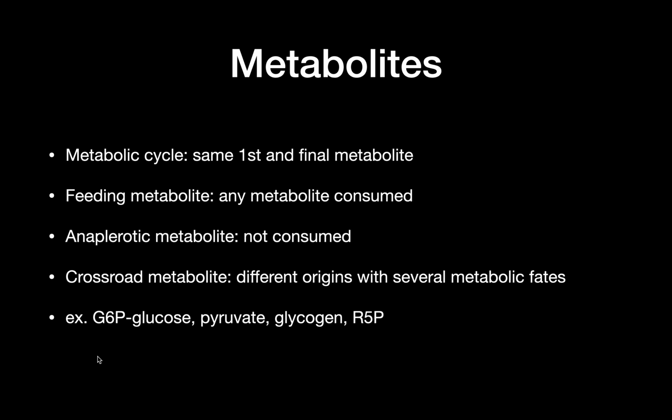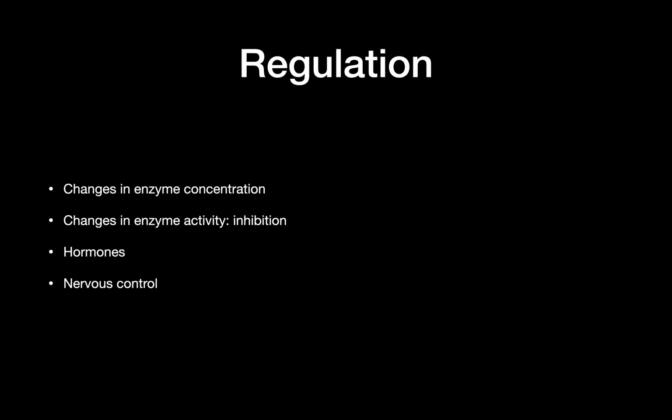transformations. Crossroad metabolites are the products that have different origins with several metabolic fates, and the examples are G6P, glucose, pyruvate, glycogen, and ribose 5-phosphate. So all of these are regulated by enzymes, of course, but in particular the changes in enzyme concentration, the changes in enzyme activity, which results in inhibition. Hormones are another form of regulation. These are the long term controls, and nervous control is the short term control. So this is fast, this is slow.